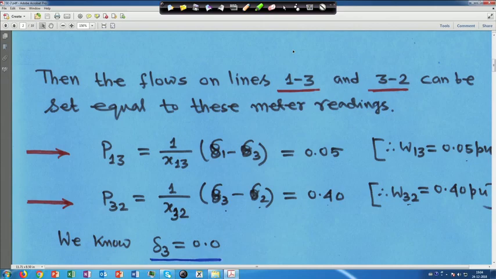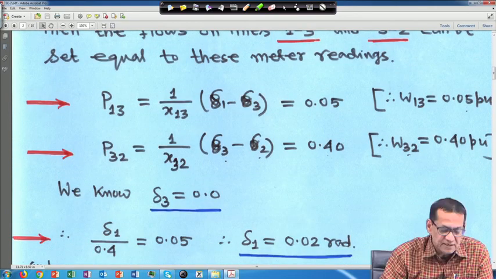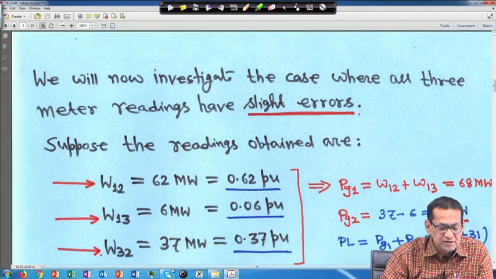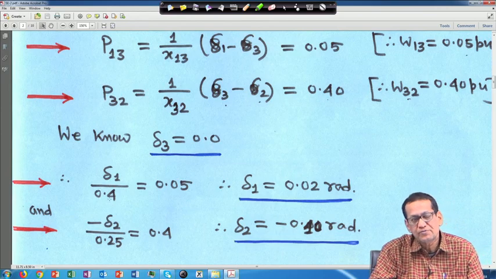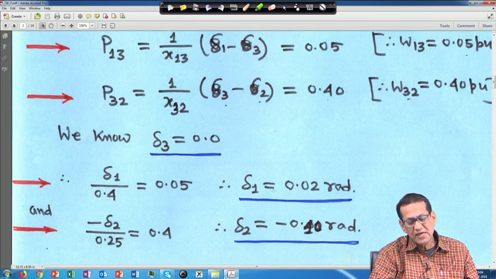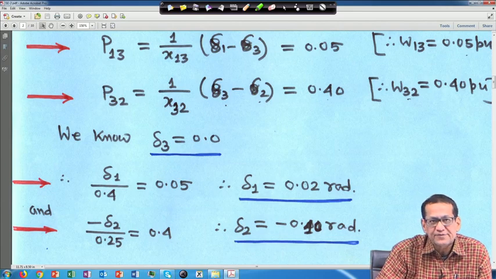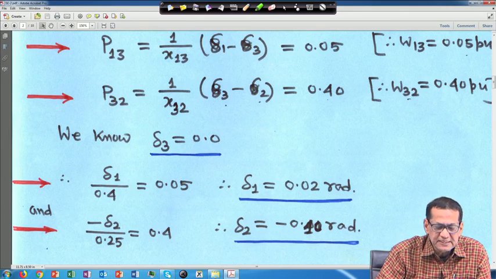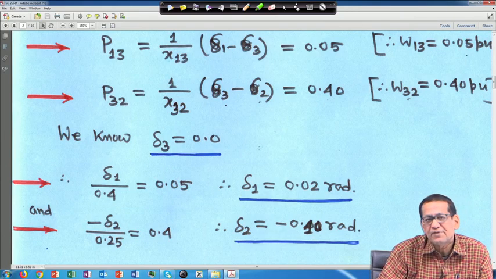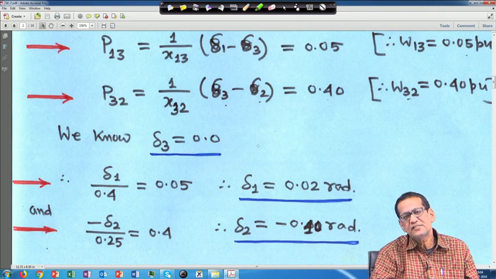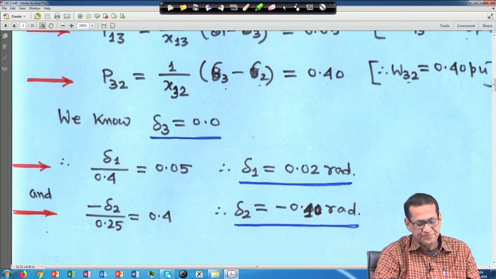So, whatever value you get: delta 1 divided by 0.4, as x13 was given 0.4 per unit, is equal to 0.05. So, delta 1 is equal to 0.02 radian, right. Similarly, minus delta 2, because delta 3 is 0 here, divided by x32, which is 0.25, is equal to 0.4. So, delta 2 will be minus 0.1 radian, as long as the readings are perfect. These are the values of delta 1 and delta 2, and delta 3 is 0 because we have taken it as the slack bus, right.